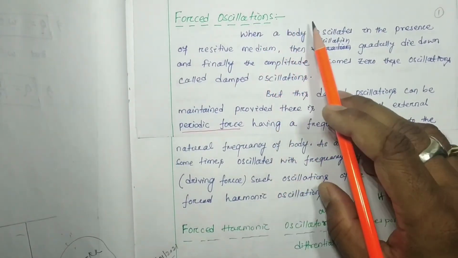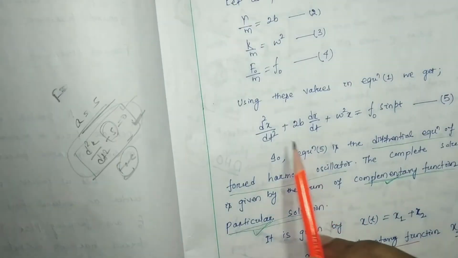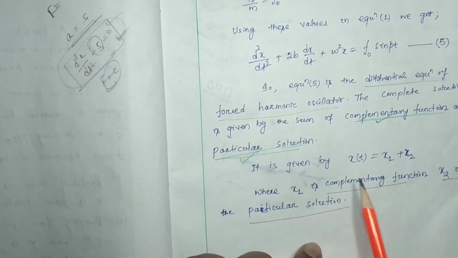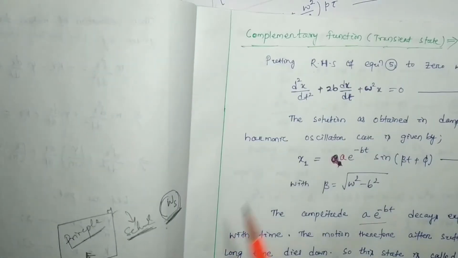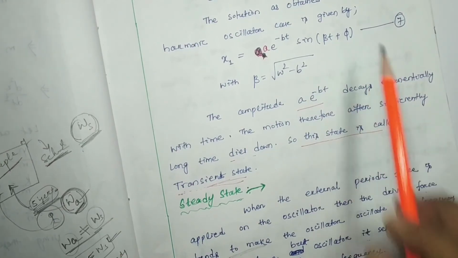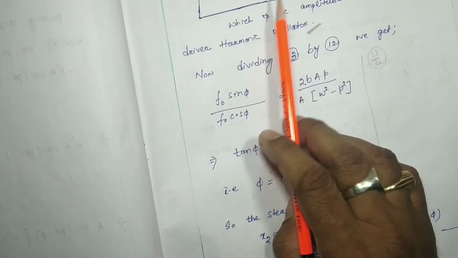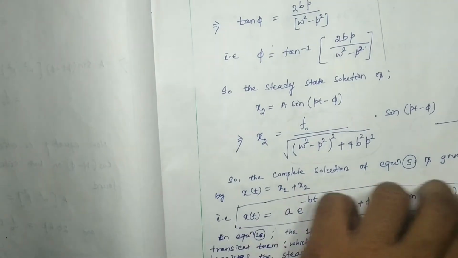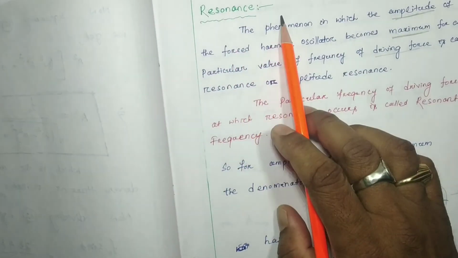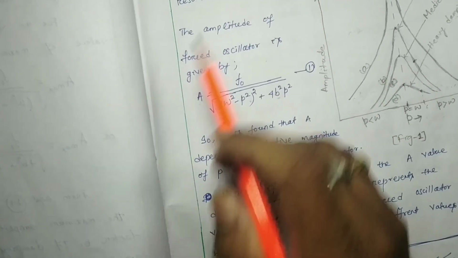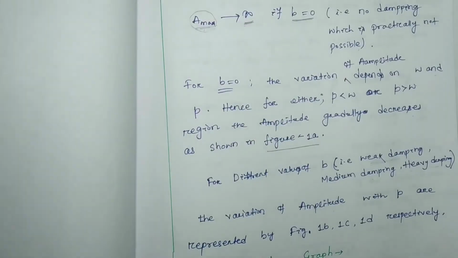Here we started forced harmonic oscillation and derived its general equation, then the complementary function and particular solution, and discussed the steady state in detail. With the derivation we found the amplitude of forced harmonic oscillation. Then we found the complete solution. Then we discussed the resonance condition, where amplitude is maximum, and derived it in detail. Then we discussed the sharpness of resonance. Then in today's class we discussed power dissipation and quality factor.